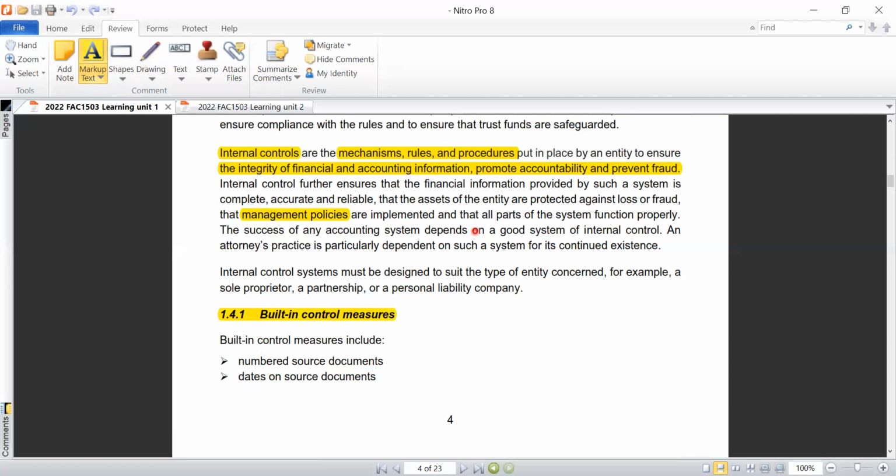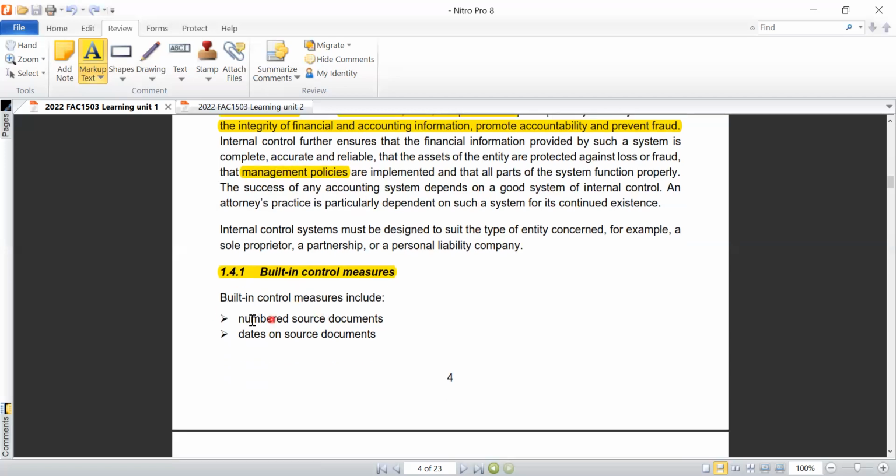For example, if you've got source documents, source documents have to be numbered. If I draft an invoice for you, you'll notice there is an invoice number already there when I print out the invoice and issue it to you. What is that invoice number? It's a built-in control measure. It's something that has already been programmed within the system, and if I present it in the form of documentation, it will be reflected on that document. So those are what we call built-in control measures, right?